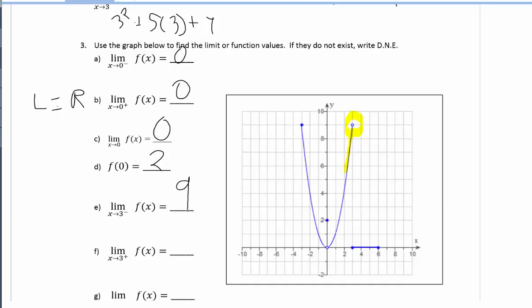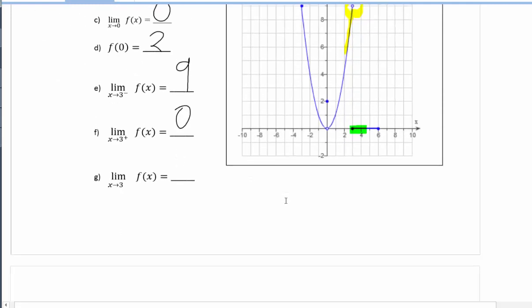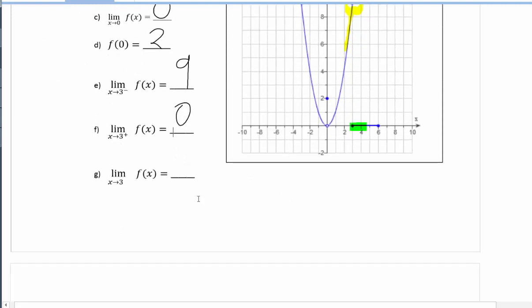But look what happens when I try to approach 3 from the right side. I try to approach 3 from the right side, I don't get 9. As I approach 3 from the right, and here's the thing, I know I went all the way up to 3, but even if I stop at 3.1, I'm still flatlining the whole time. It's 0. So the left guy says 9. The guy from the right says 0. They can't agree with each other. So the limit as x approaches 3 in general does not exist. I'm just going to write D and E.